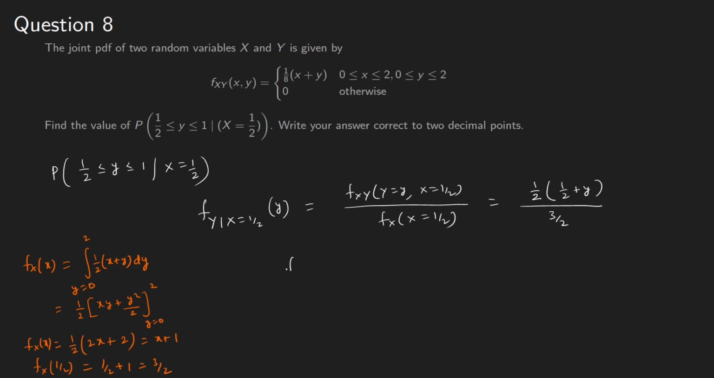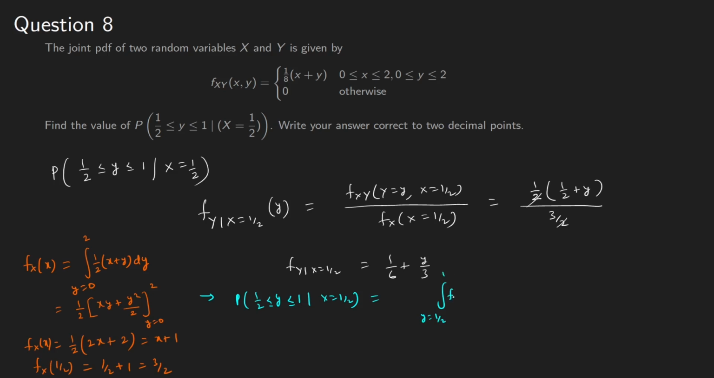So it means we have been able to find out the conditional probability or conditional PDF of y given x has taken value half. It will be equal to 1 by 6 plus y by 3. Now we will finally find out the probability that y takes values between half and 1 given x has taken value half. We already know the corresponding PDF, right? So we can just integrate it. So we will integrate it from y equals half to 1.